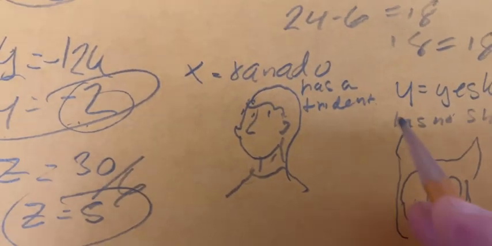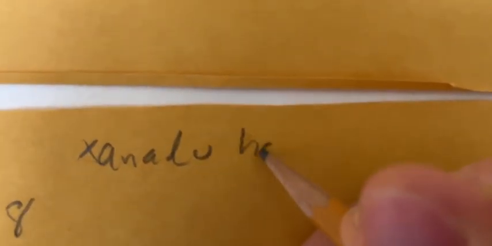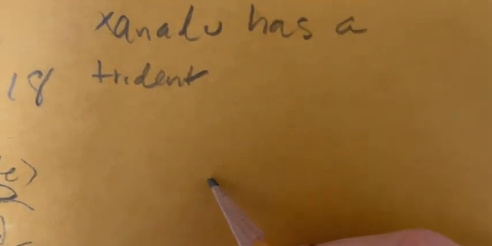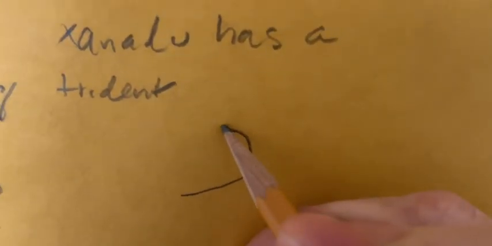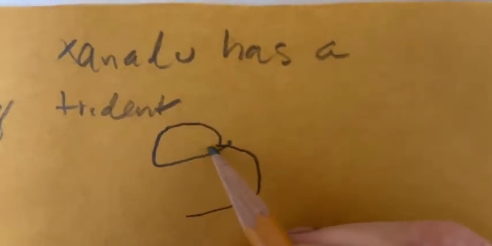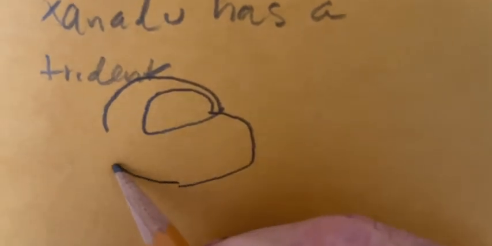We got Zoomba has, what was it? Xanadu has a trident, right? Okay, so we went back here. So what I did was I looked up tridents. And what's funny is that there was a car that I guess was made in the 60s. And it was a 3-wheel car. And it kind of looked like this.